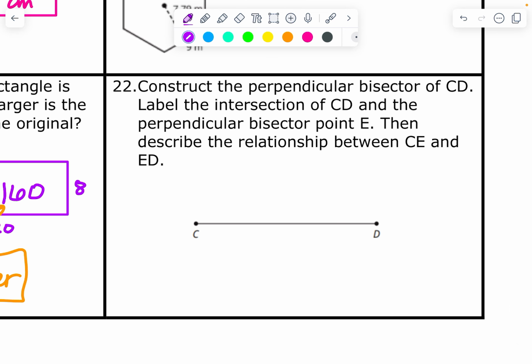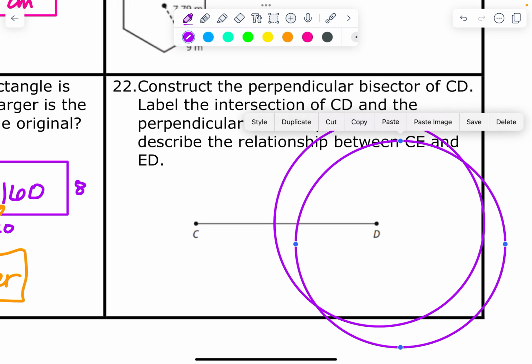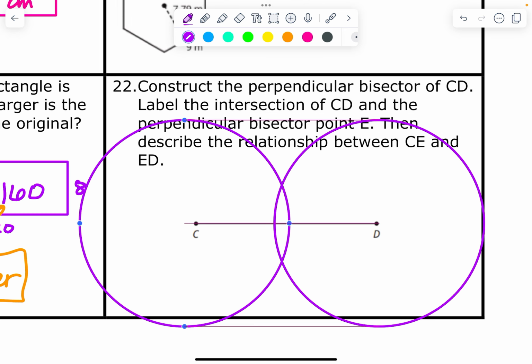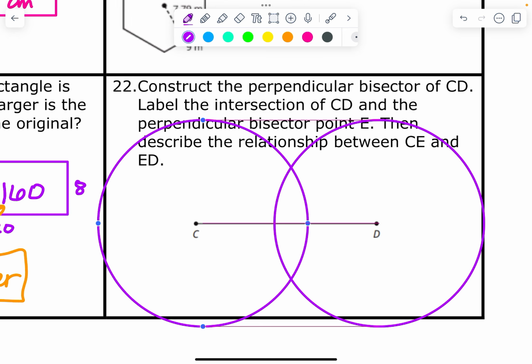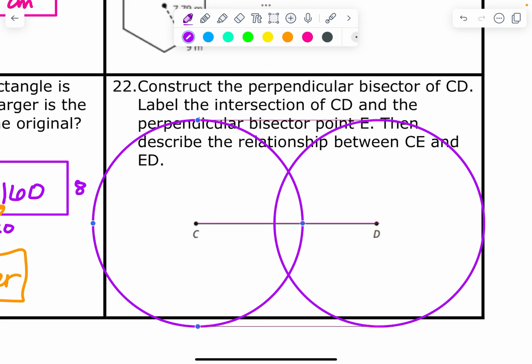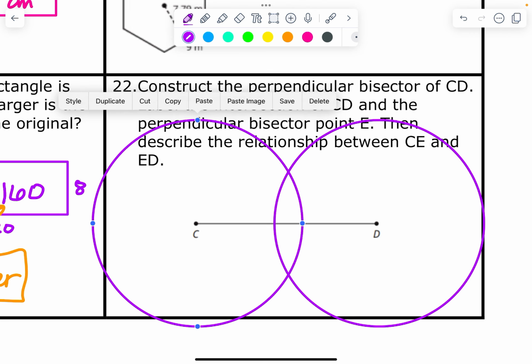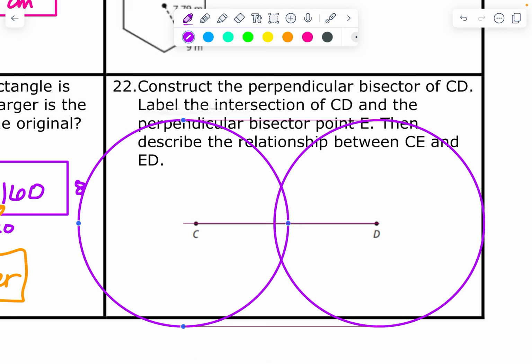Disregard. All right, construct the perpendicular bisector of CD. Label the intersection of CD and the perpendicular bisector point E. Then describe the relationship between CE and ED. Oh my gosh, that was so much to read. Just like we did on number 1, we're going to make a circle that goes past halfway, and it has to be centered at both endpoints. Hold on, too far. That doesn't look right, does it?